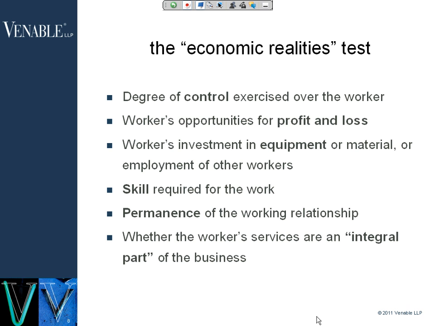I've moved forward. This is the Department of Labor's Economic Realities Test. And it's very similar. I won't spend too much time on it because it covers the same issues, the degree of control, the workers' opportunities for profit and loss. Skill required is one we haven't talked about. And it does come into play.